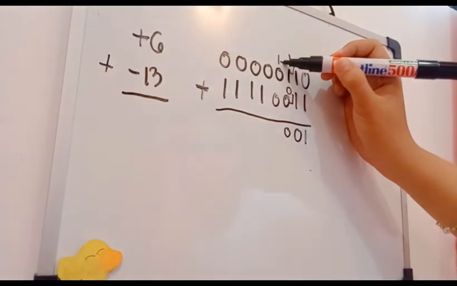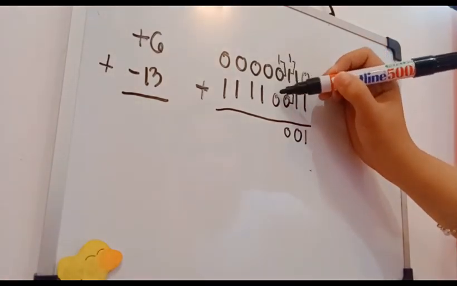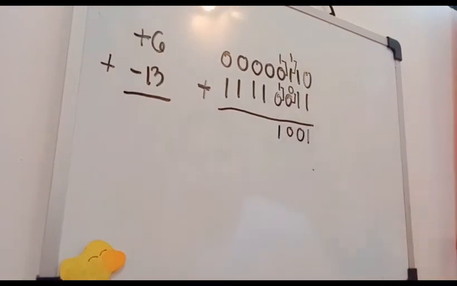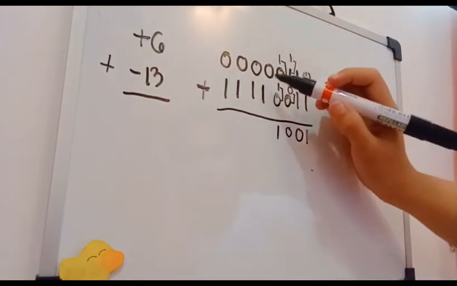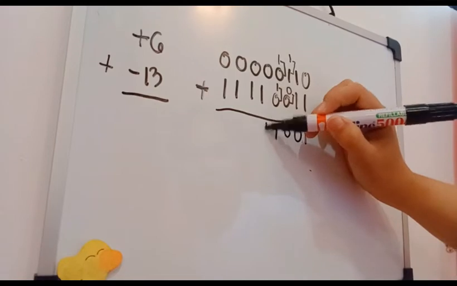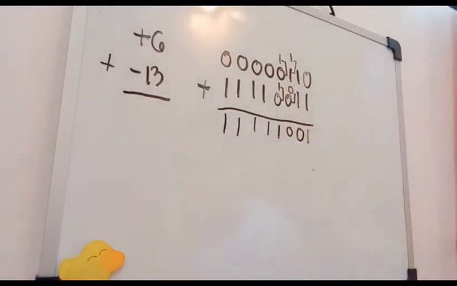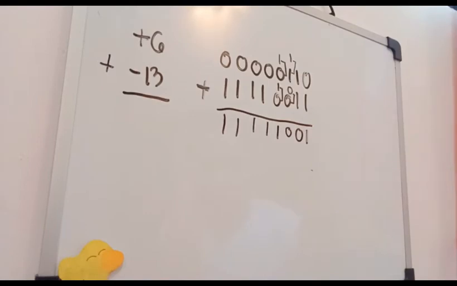Then add the next column. 1 plus 0 is equal to 1. And then add 1 plus 0 is equal to 1. And then do the next column. 0 plus 1. This is 1. Same. Okay, so that's the answer for our example. Okay?